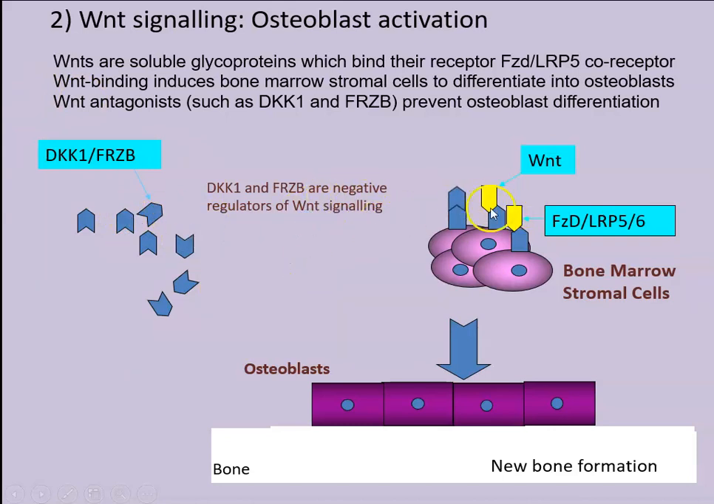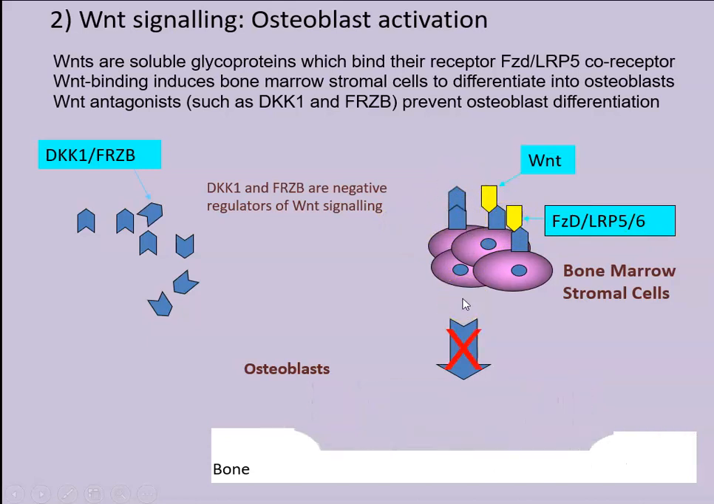So to prevent constant osteoblast formation, what happens is that once osteoblasts have been formed, you then want to prevent more of them from being formed, because we only need a certain number at any particular time. So DKK1 and Frisbee can bind to the frizzled LRP5, LRP6 receptor complex and prevent new osteoblast formation. And if you have excessive amounts of DKK1 or Frisbee, you can completely prevent osteoblasts from creating new bone.